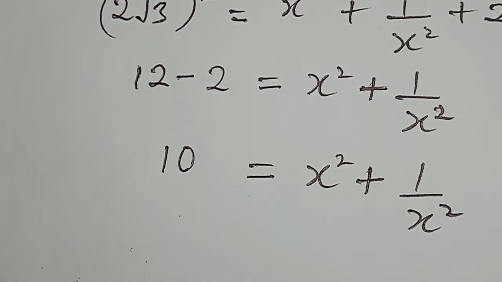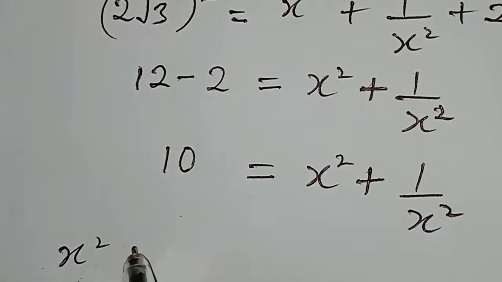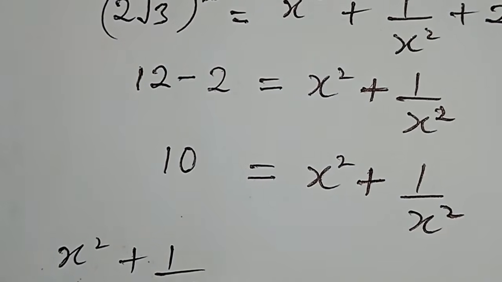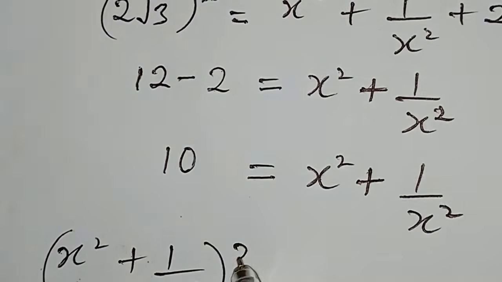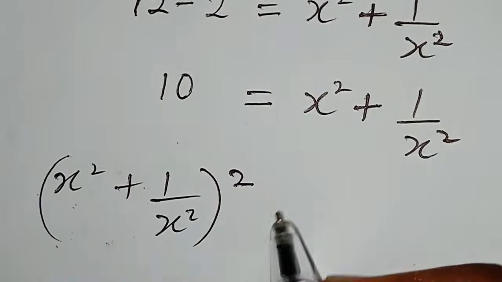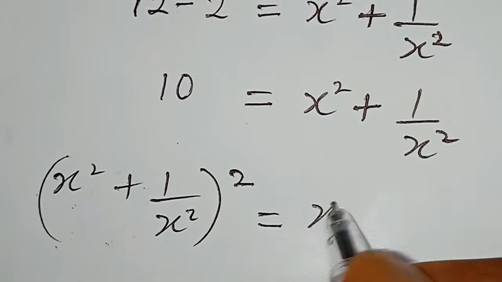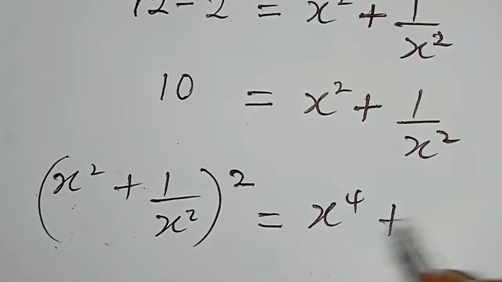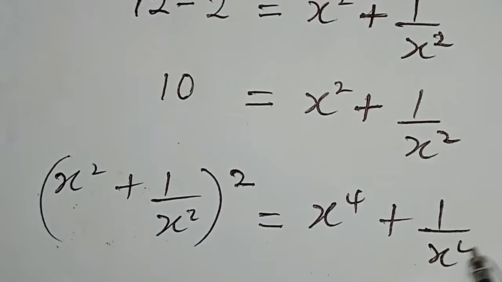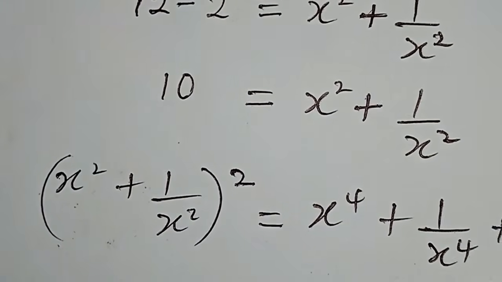So our goal is to get to the power of 4, the fourth power. So what we do is to have x squared plus 1 over x squared to be squared again. And if we expand this, we are going to have x to the power of 4 plus 1 over x to the power of 4 plus 2.